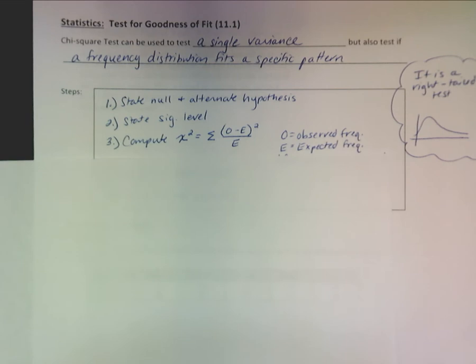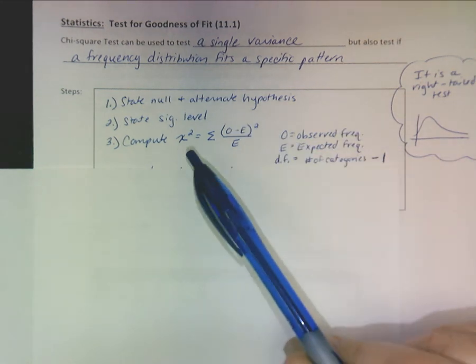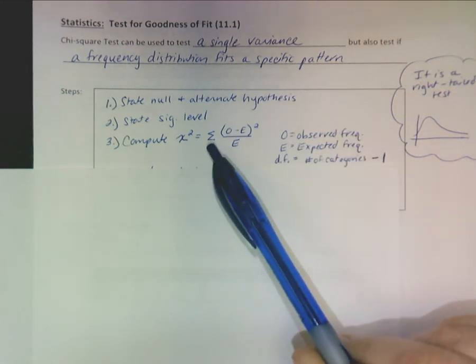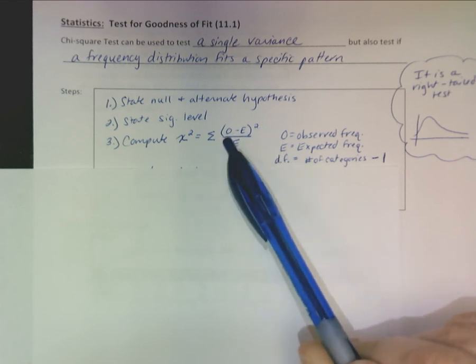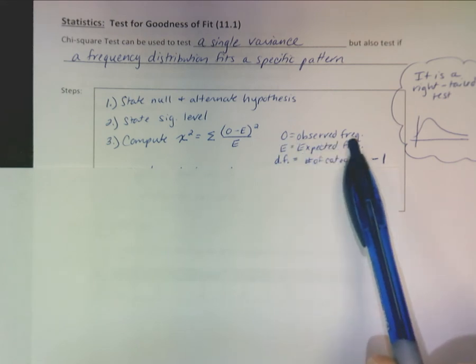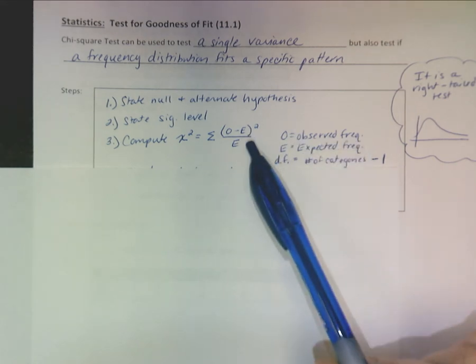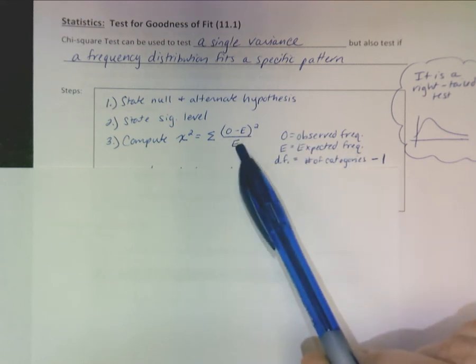Step number three, you have to compute a chi-squared statistic. So the chi-squared statistic is the sum of your O minus E squared divided by E. What is the O minus E? The O is your observed frequency. E stands for your expected frequency. And then divided by E.